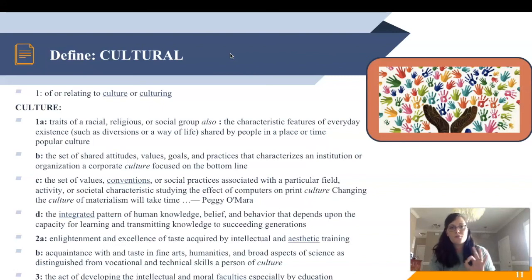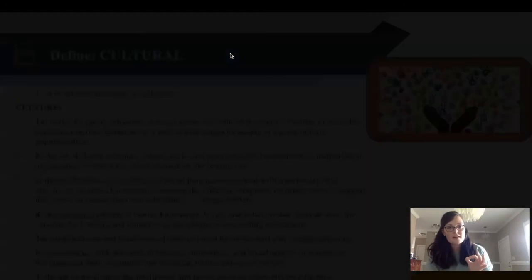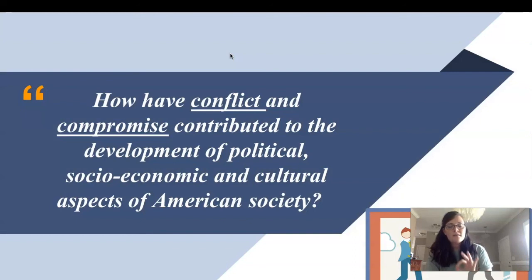So again, these are three quick definitions of three major words that are going to help us understand the realities of American society. Your job throughout this course is going to be to focus on this question: How have conflict and compromise contributed to the development of political aspects, the establishment of government; socioeconomic, how does money affect how people are viewed in a society; and cultural aspects of American society? I understand that this information is a lot very quickly, and I do not expect you today to be able to answer this question. Today is the first day of many that we are going to be looking at these key vocabulary words and analyzing these components of American history.